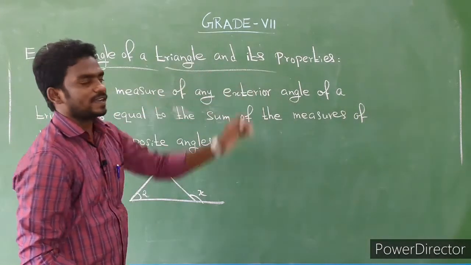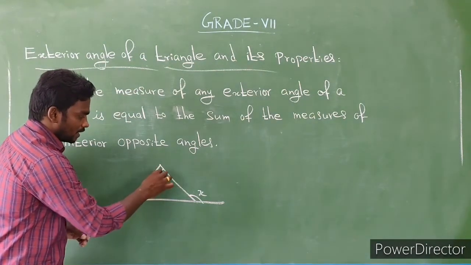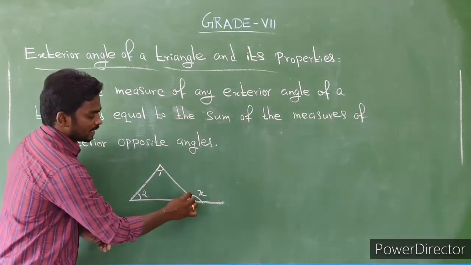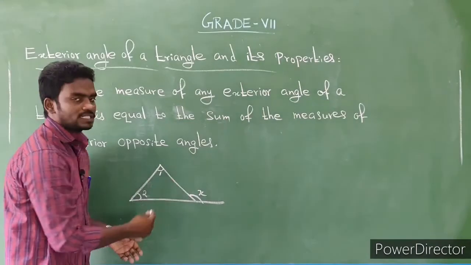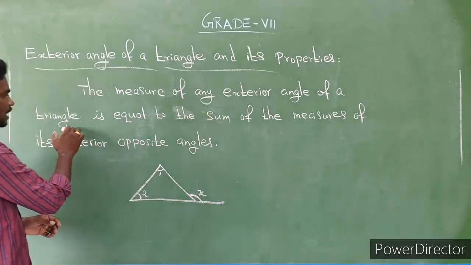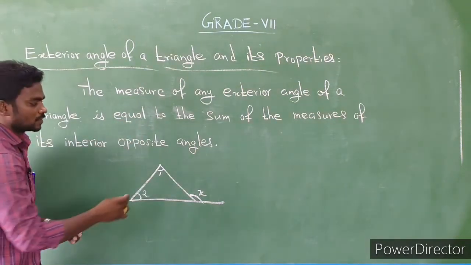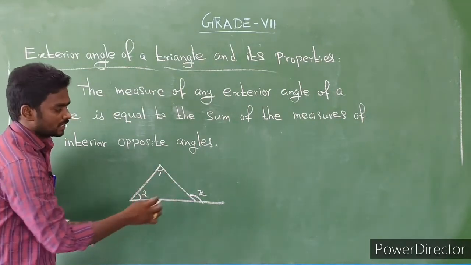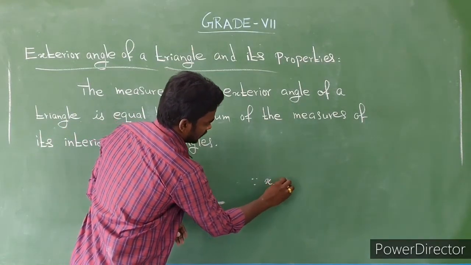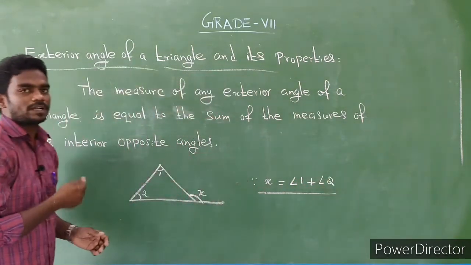Next, exterior angle of a triangle and its properties. What is an exterior angle of a triangle? Here, angle 1 and angle 2 are interior angles of the triangle. Another angle, angle 3, is here. This angle x is outside of the triangle. It is called the exterior angle of the triangle. What is the condition? The measure of any exterior angle of a triangle is equal to the sum of the measures of its interior opposite angles. Here angles 1 and 2 are the interior opposite angles for x. So x is equal to angle 1 plus angle 2.